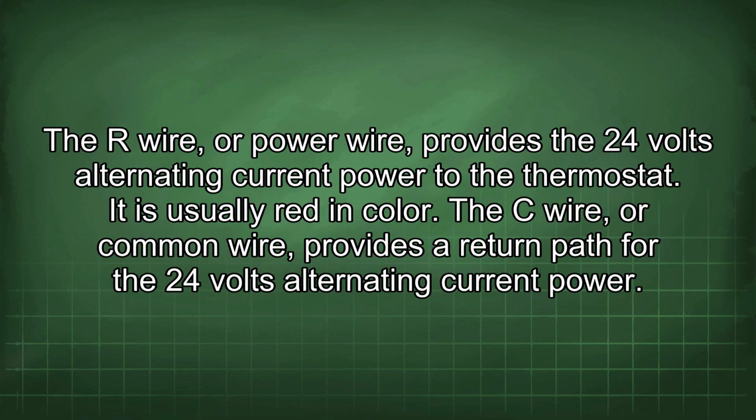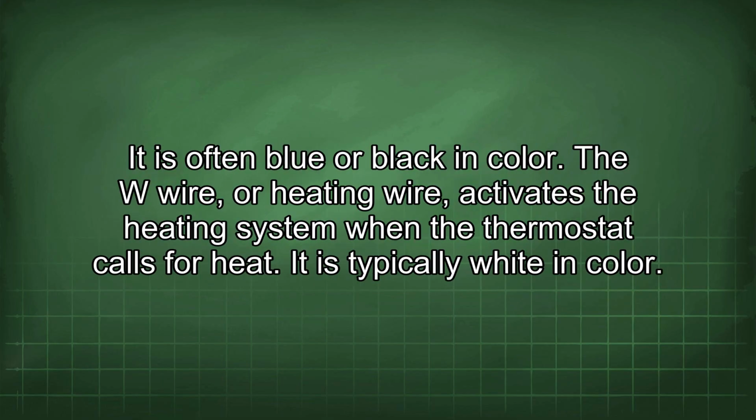The R wire, or power wire, provides the 24 volts alternating current power to the thermostat. It is usually red in color. The C wire, or common wire, provides a return path for the 24 volts alternating current power. It is often blue or black in color. The W wire, or heating wire, activates the heating system when the thermostat calls for heat. It is typically white in color.